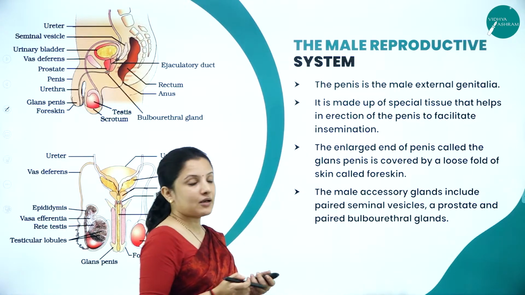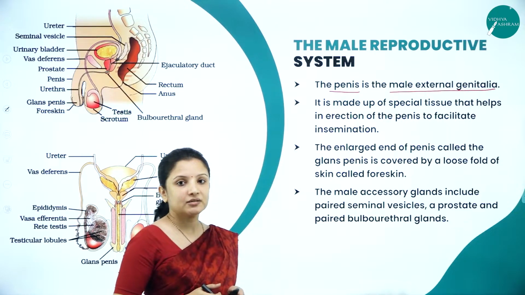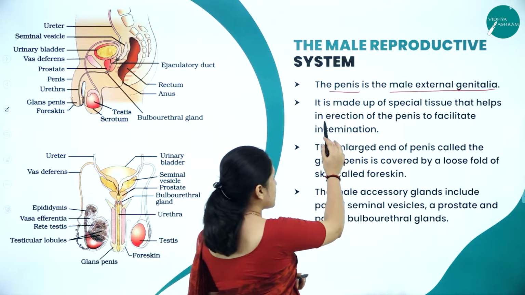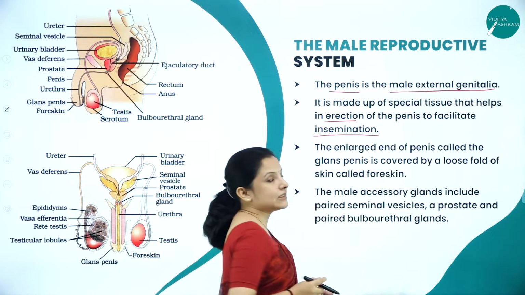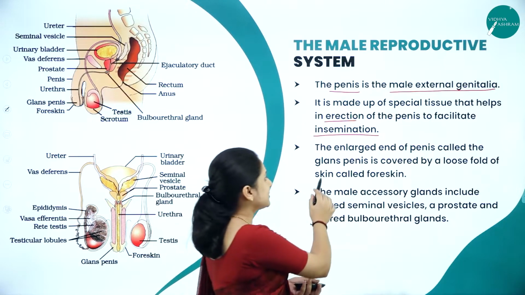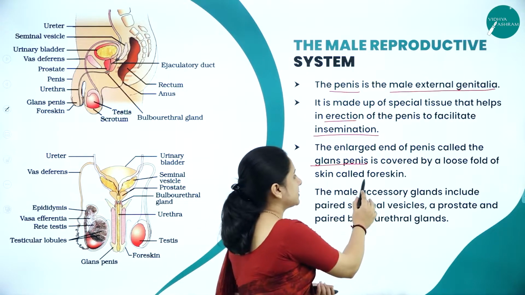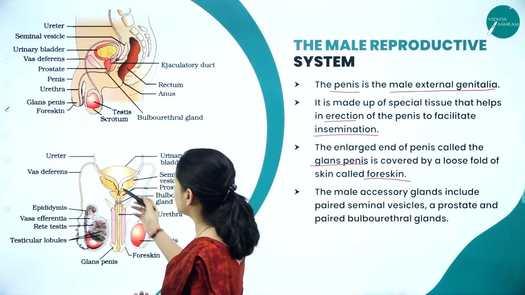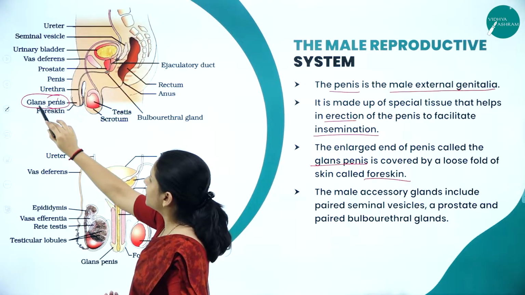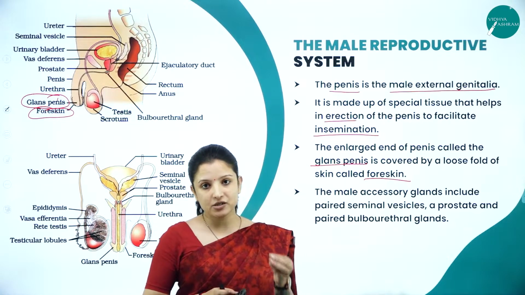And the penis is the male external genitalia, as I told you, and this penis is made up of a special type of tissue that helps the penis in erection, and also facilitates insemination, or the release of the sperms. The enlarged end of this penis is called the glans penis, and it is covered by a skin called the foreskin. So this glans penis is covered by a foreskin, and the penis forms the external male genital area.